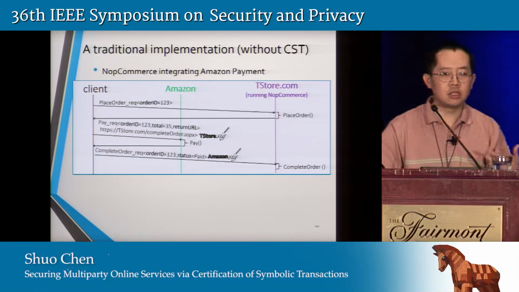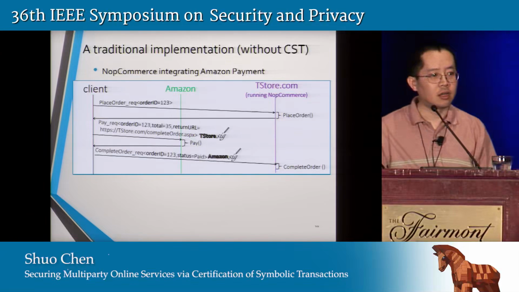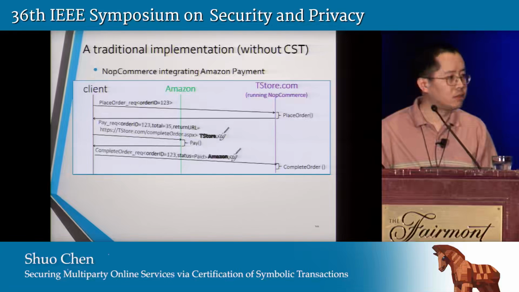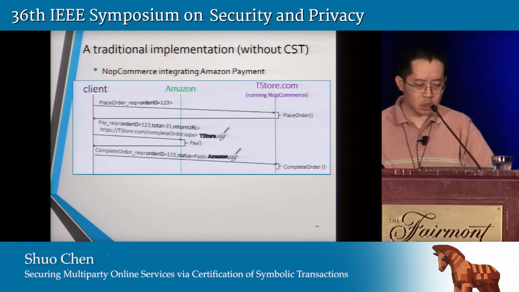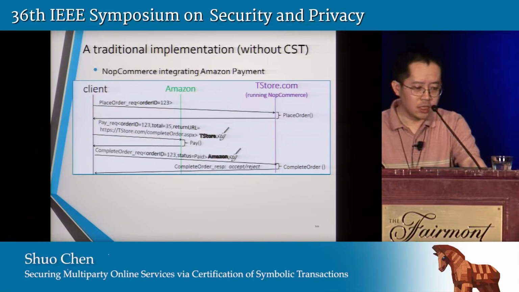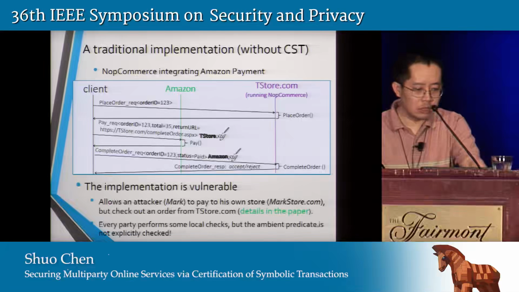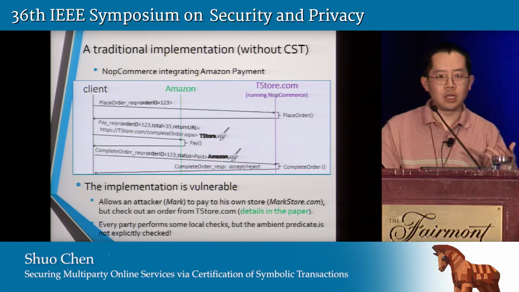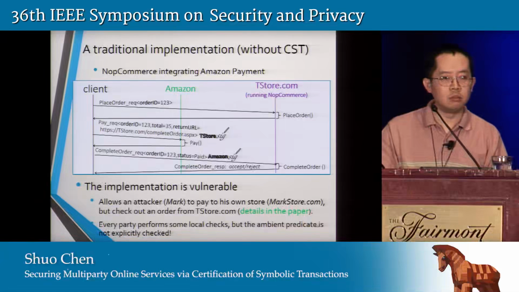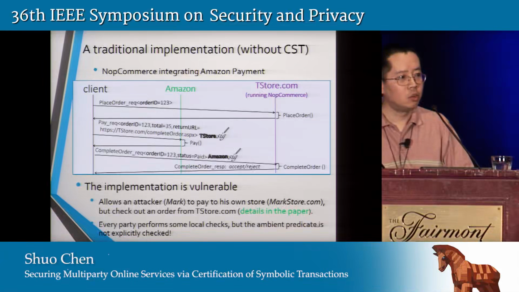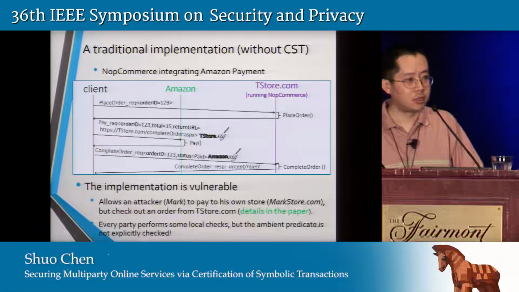So these digital signatures make sure that the client cannot tamper with the messages. Okay, so far it looks good. Unfortunately, this implementation is vulnerable. It allows an attacker, Mark, to pay to his own store, like Mark's store, but still check out an order from the victim tstore.com. The details are in the paper, which are not very important for my presentation.